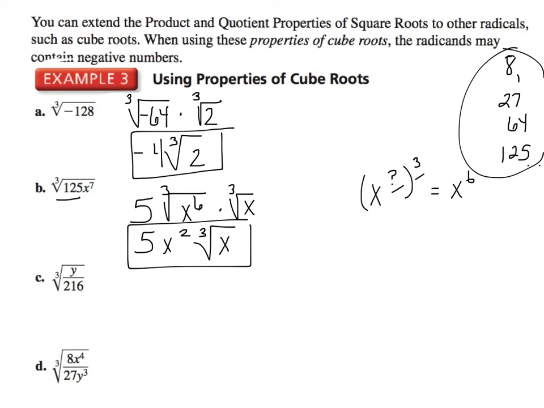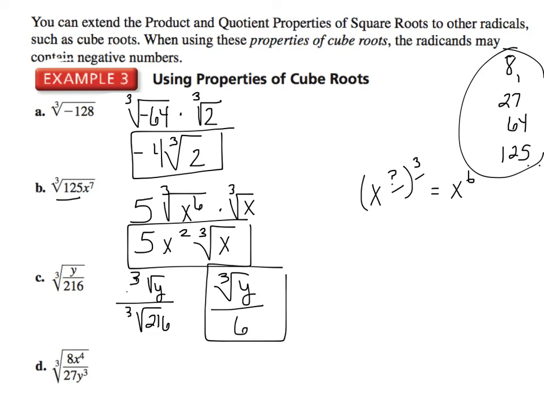The next one, I break this up. Cube root of y divided by the cube root of 216. That would give you the cube root of y. I can do nothing with that. Over what number times itself 3 times gives you 216? It's 6. There's your answer.